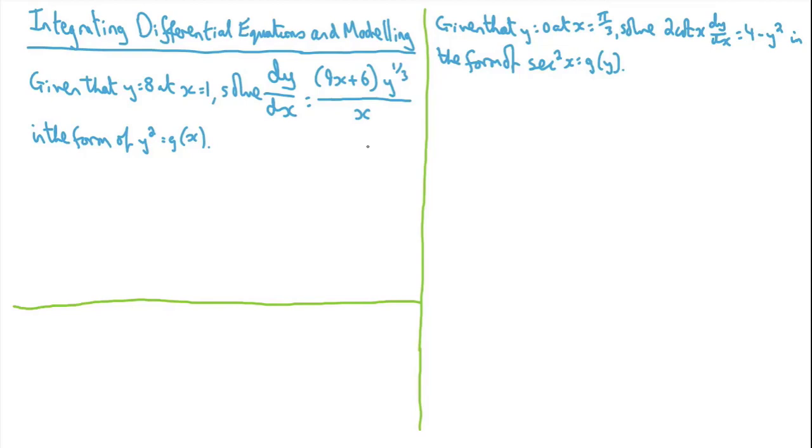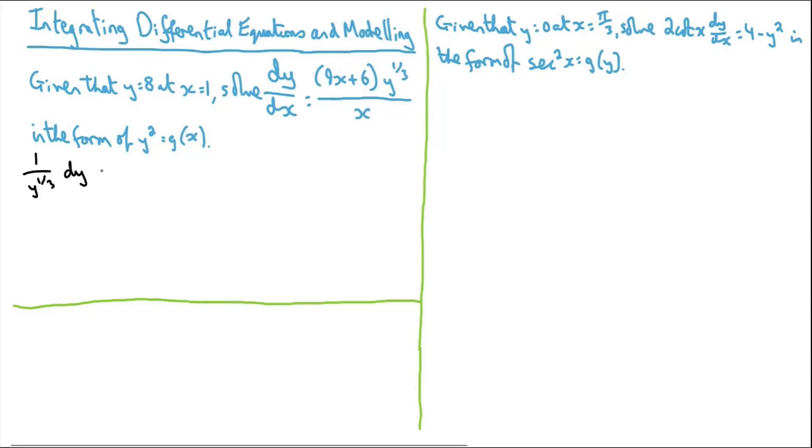So to start off with, we need to move the y onto the side of the dy. Right now it's times up the top of the fraction, so we would divide it across. It would become 1 over y to the power of a third dy, and then to get the dx on the same side as the rest, we would times that up. This we would then just write as our (9x plus 6) over x dx, therefore.